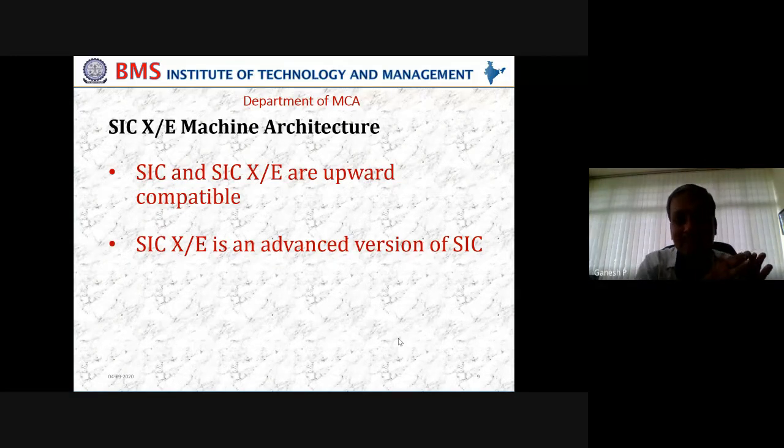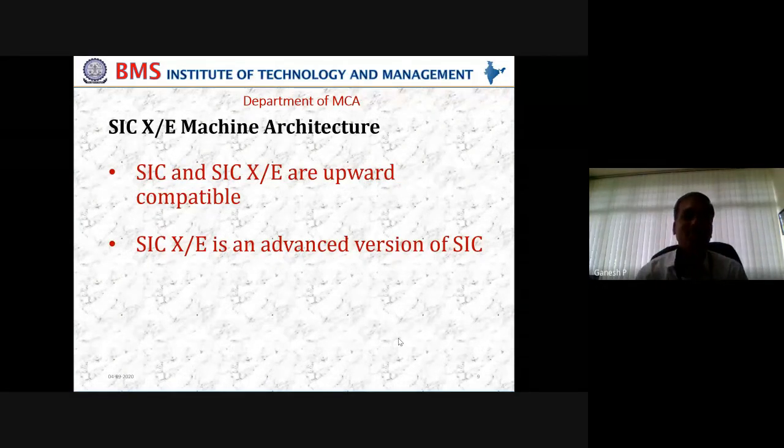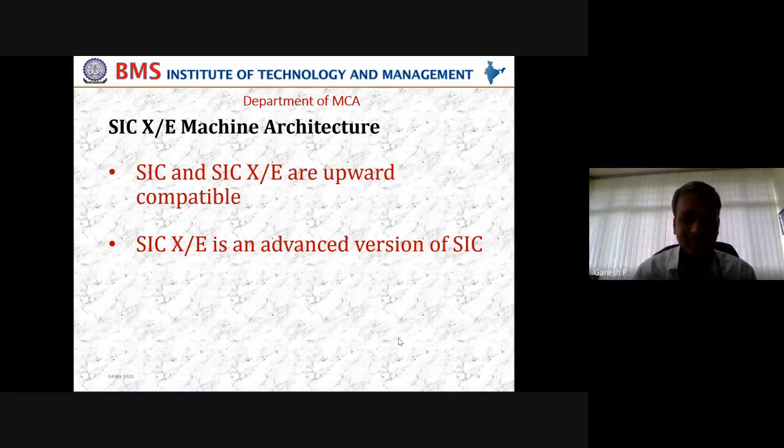But when I say SIC and SIC XE are upward compatible, what do you mean by that from an IT perspective? No more additions now. Addition is already added. Any idea?